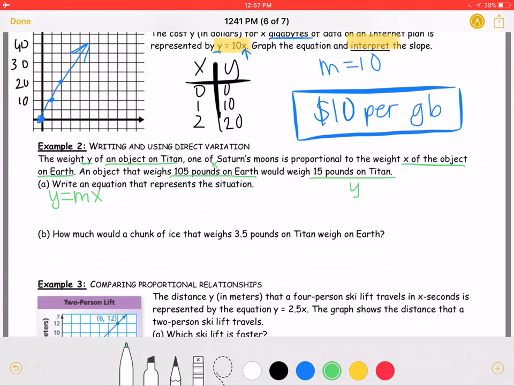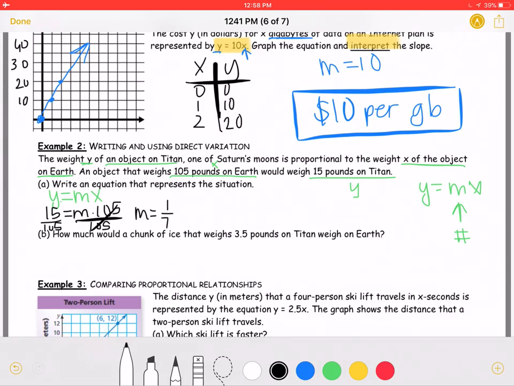Remember, when we're writing an equation in y equals mx form, the only one we want to be a number when we write the final equation is our slope. But we don't have it, so we have to find it. There's a few ways you could find the slope. You could plug in your x and y values to this original equation. So I know my y is 15, my x is 105. So now just solve for m. 15 over 105, you could divide and get a decimal, or you could just simplify this. I would simplify it, I get 1/7.